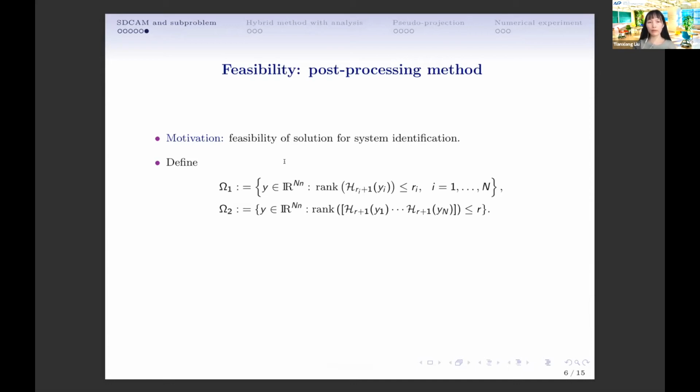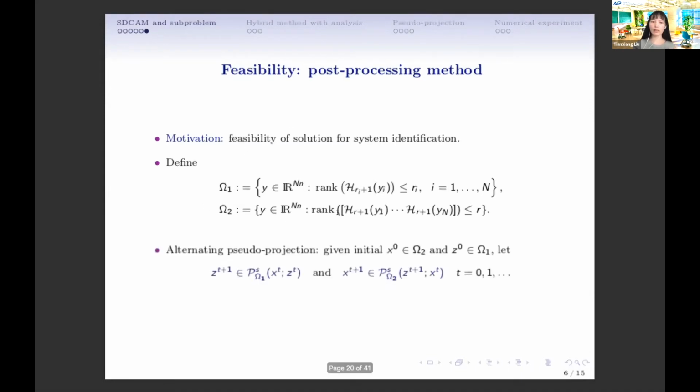So after solving the problem by SDCM until some threshold lambda bar, we switch the algorithm to post-processing, which is very simple, like alternating pseudo projection, not true projection, because we still couldn't get the true projection. So this omega 1 represents the physical set of first constraints, and omega 2 represents the physical set of last constraints. So after we obtain some relatively good solution, we do alternating pseudo projection to these two sets, thus expecting to achieve a solution with better feasibility. Well, we don't need so much computational cost.